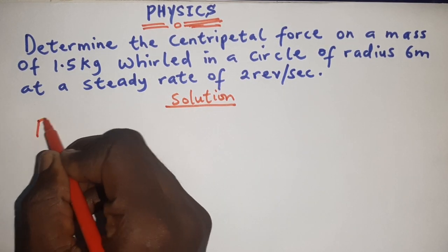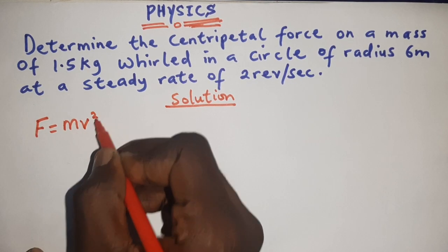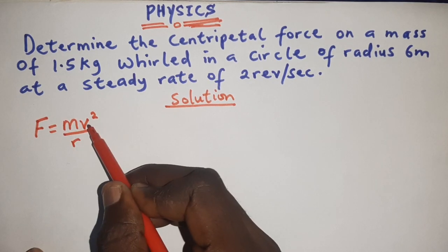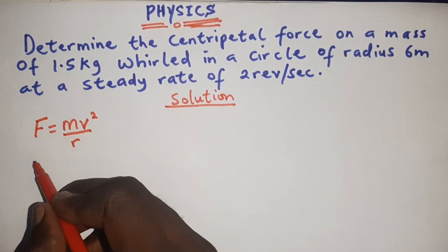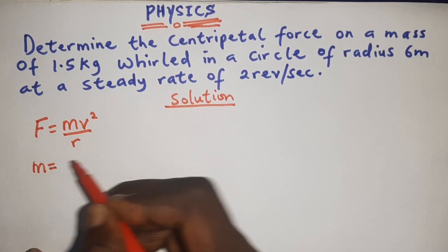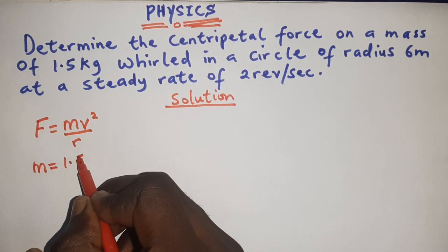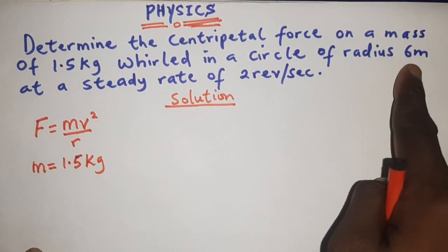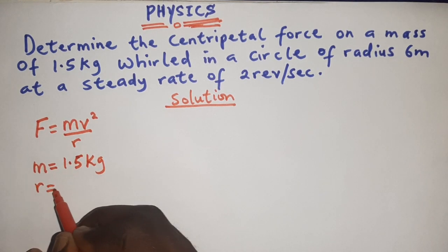Our centripetal force is equal to mv squared over r, where the m stands for our mass, the v stands for the linear or tangential velocity, the r stands for the radius. But for the mass, we know our mass is, according to the question, 1.5 kg. So 1.5 kg is our mass, and our radius is 6 meters. That's the r in the equation.